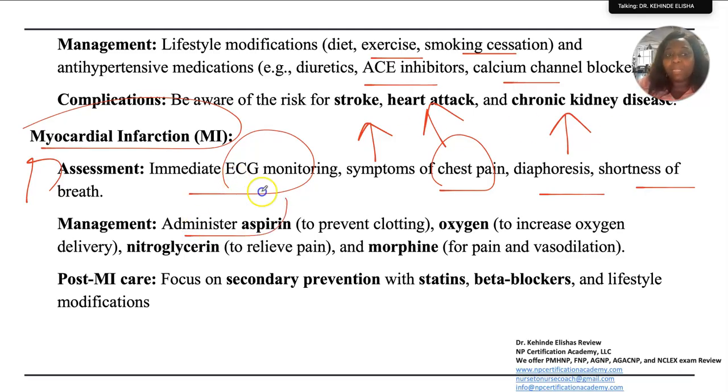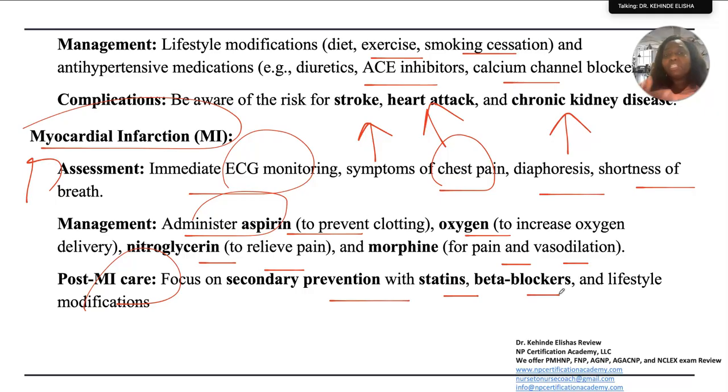So how do you manage somebody with MI? Definitely manage with aspirin, oxygen therapy, nitroglycerin, of course, to relieve pain, and morphine to relieve pain and for vasodilatory purposes. And of course, somebody with MI, how do you care for them after they go through it? Secondary prevention with statins, beta blockers.